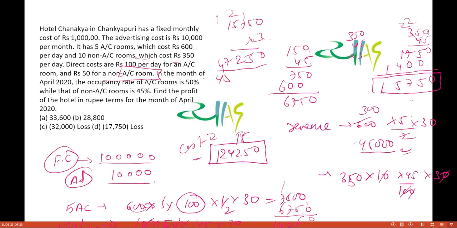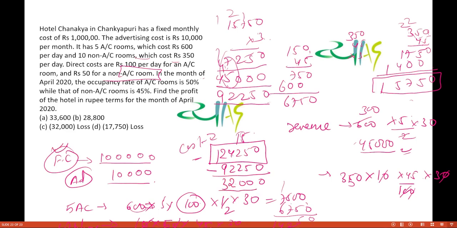So total revenue is how much? This will add, so 0, 5, 2. This is how much? 12, and this is 92,250. Okay, you just subtract here, 92,250. What are you getting? 0 0 0. Okay, this will come to be 2, this will come to be 3. So your 32,000 is your answer.